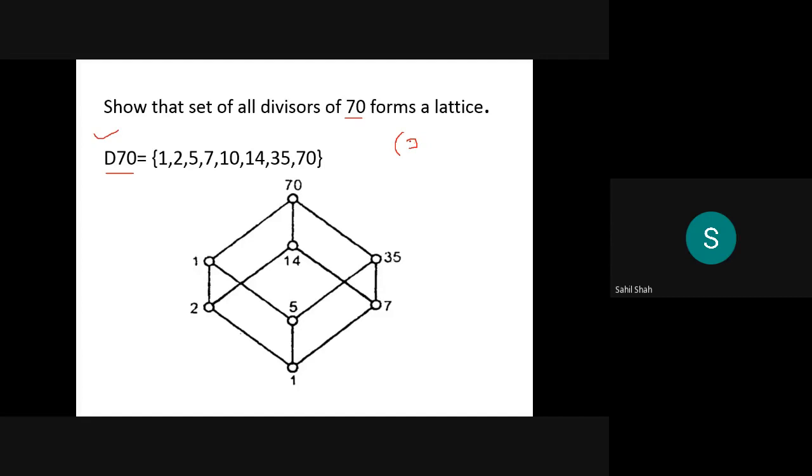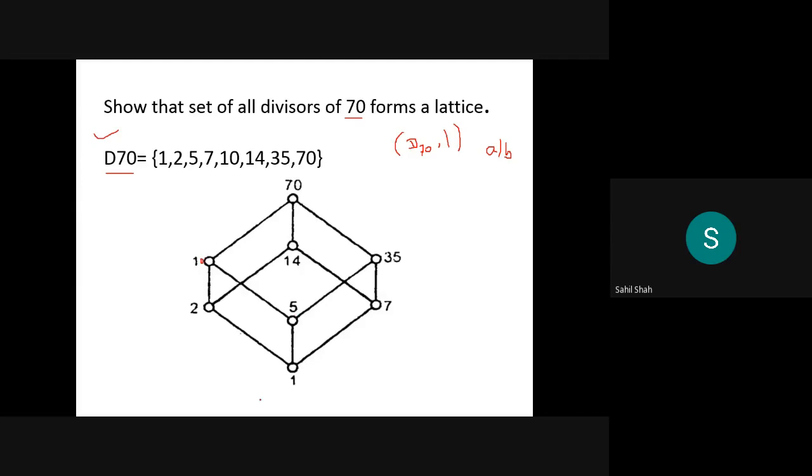Then you need to draw a Hasse diagram for the poset. What is the poset? The poset is D70, comma, and the relation. I already told you, the relation will be divides. So we will have a pair (a, b) in our relation for perfect division. How many pairs will we have? (1,1), (1,2), then (1,10), (1,70), likewise.